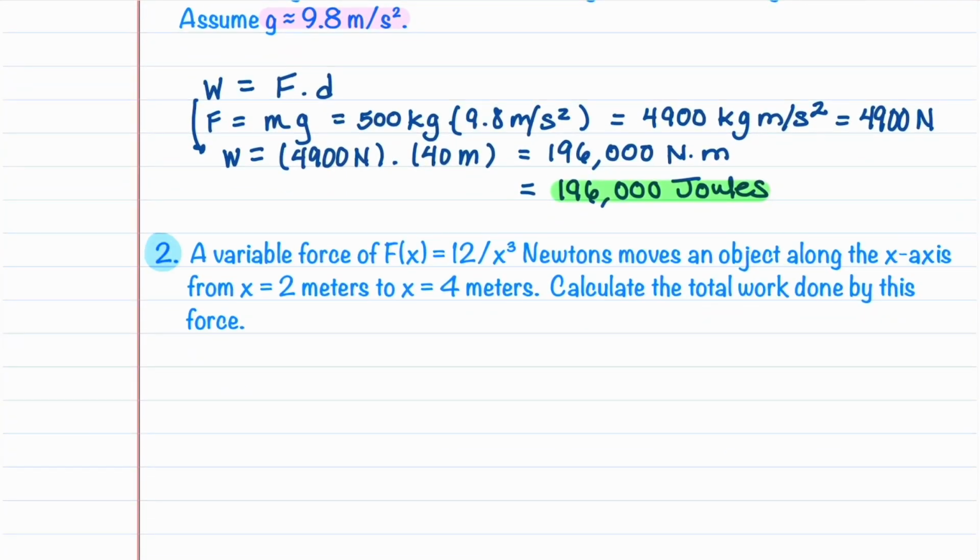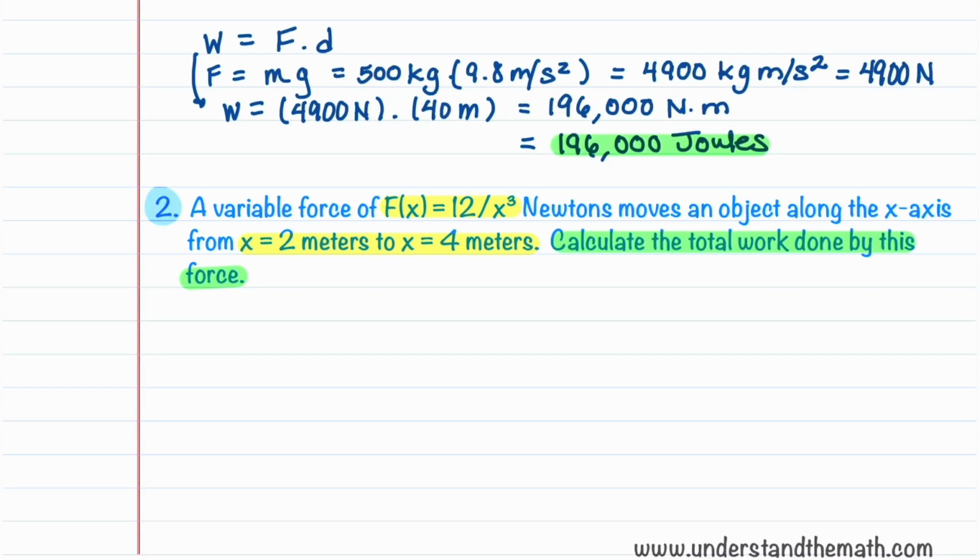Let's now look at our second example. In this example, we have a variable force F is equal to 12 divided by x cubed newtons that moves an object along the x-axis from x is equal to 2 meters to x is equal to 4 meters. We want to calculate the work done by this force. Because the force that's being applied to the object is a function of x and not a constant, the total work done by the force is written as W is equal to the integral from A to B of our variable force f of x times dx.